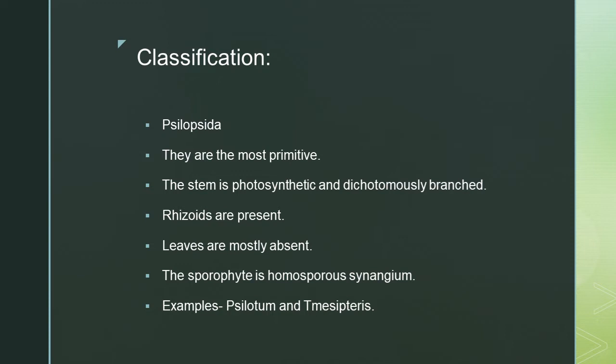The pteridophytes are classified into Psilopsida, the first classification, which is the most primitive. The stem is photosynthetic. Rhizoids are present, root-like and fine, and leaves are mostly absent. The sporophyte is homosporous in origin.